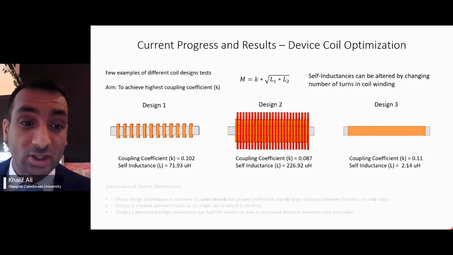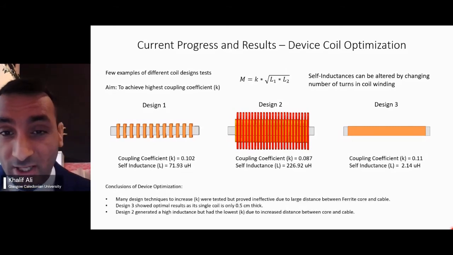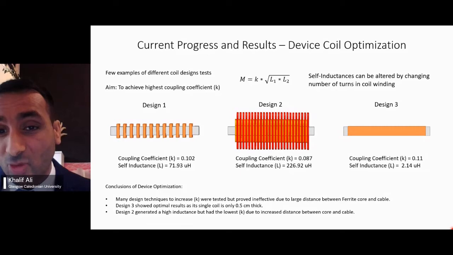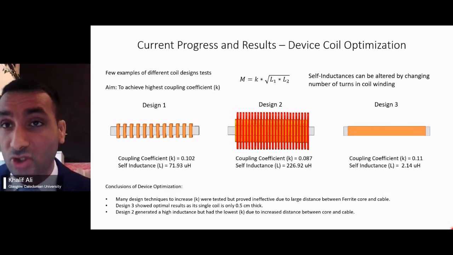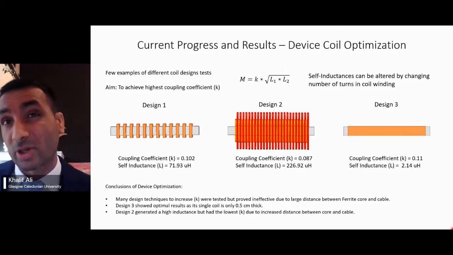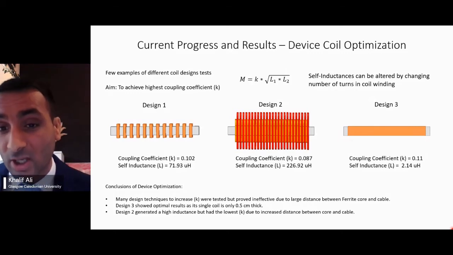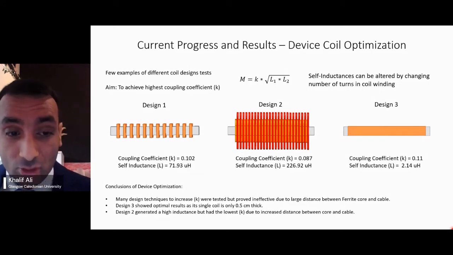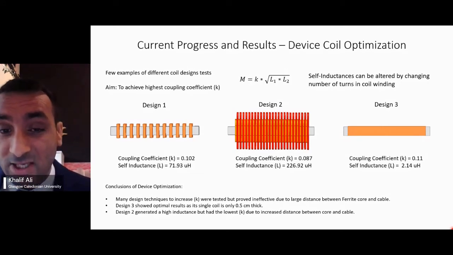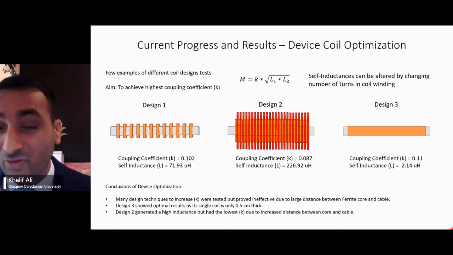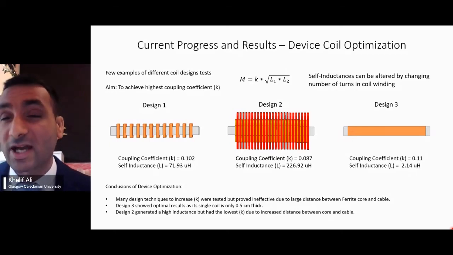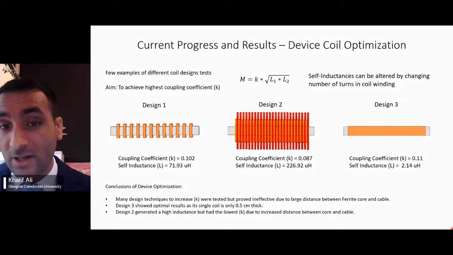However, the study concluded that although many design techniques were tested and investigated, the most significant effect of increasing K was to reduce the large distance between the device and the cable, which is about 80 centimeters, the burial depth. For example, design 3 showed the optimal results as it only contains a single coil of only 0.5 centimeters thick. So it has the least distance between the ferrite core and the cable, which is 80 centimeters dug underground.